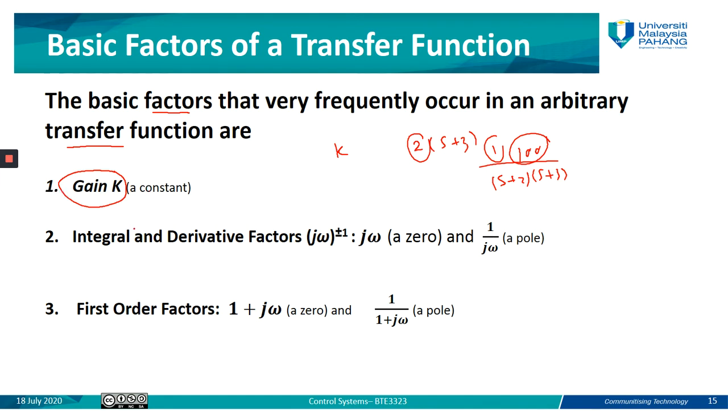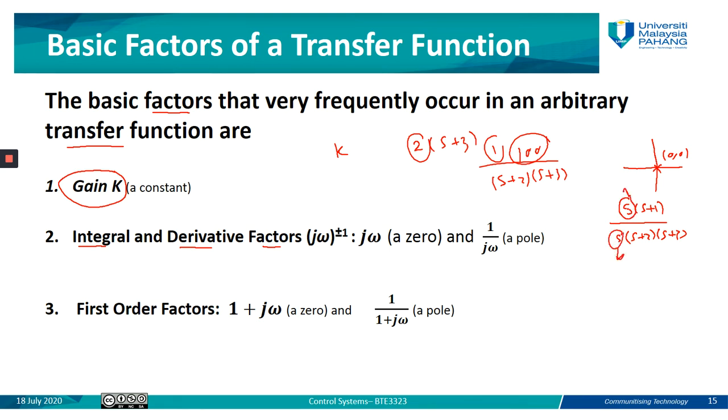The second factor in our transfer function is the integral or derivative factors. Integral or derivative factors represent the zeros or poles at the origin. When we say at the origin, it means the zeros and poles at the 0 point. If the transfer function, for example, consists of s plus 1 over s plus 2, s plus 3, then in this case we have one zero at the origin and one pole at the origin.